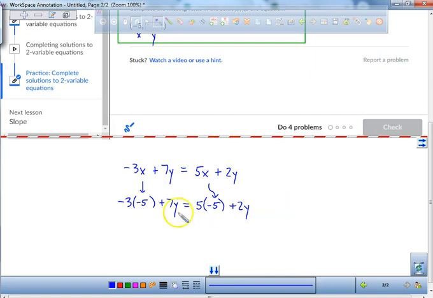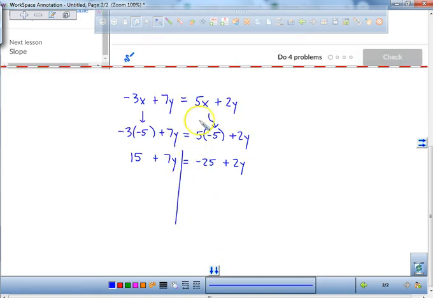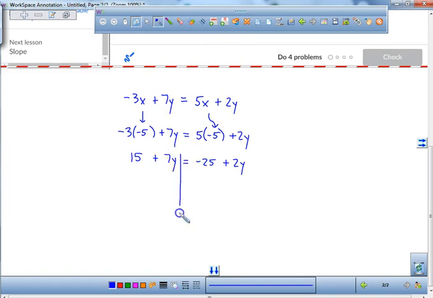Now all you got to do is do negative 3 times negative 5, which is 15. Now you can use a calculator, if you want to. It's okay. 5 times negative 5 is negative 25. All right, so now we're just solving for a variable. We got this.